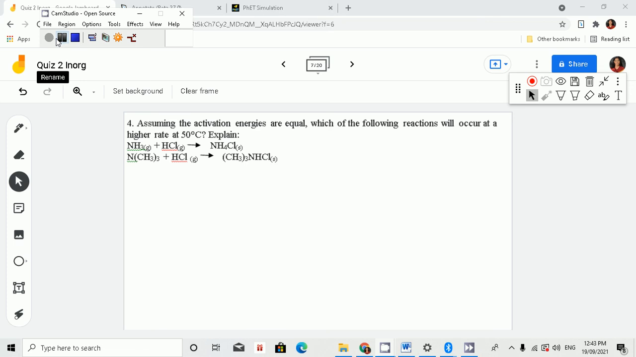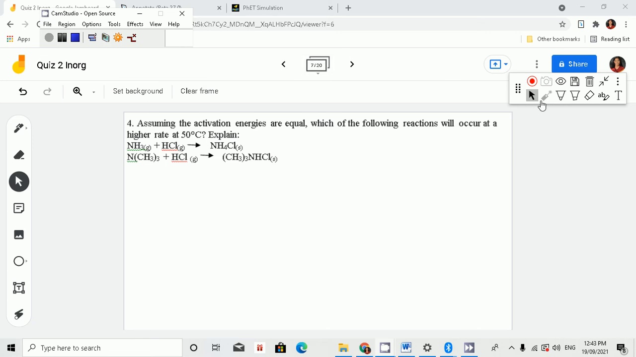Number 4. Assuming the activation energies are equal, which of the following reactions will occur at a higher rate at 50 degrees Celsius? So we have NH3 plus HCl, ammonia and HCl, and also trimethylamine, a nitrogen bonded to three methyl groups. So assuming we have the same activation energy.